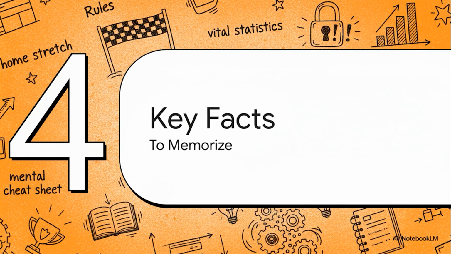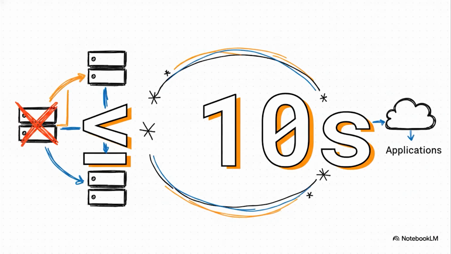Section 4, Key Facts to Memorize. 10 seconds or less. Memorize that number. Because Nutanix Volumes provides high availability by design across the entire cluster, if a physical node suddenly fails or a CVM drops offline, the system automatically redirects storage access to surviving nodes. This failover process is incredibly fast and totally non-disruptive. The maximum initial delay your applications will experience during a failover event is roughly 10 seconds or less. That ensures your mission-critical databases stay online and happy.